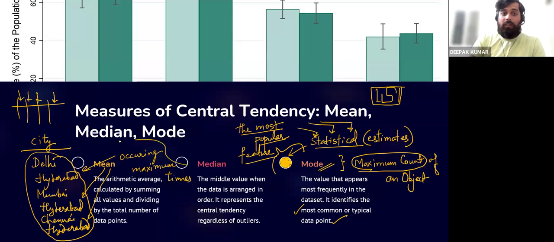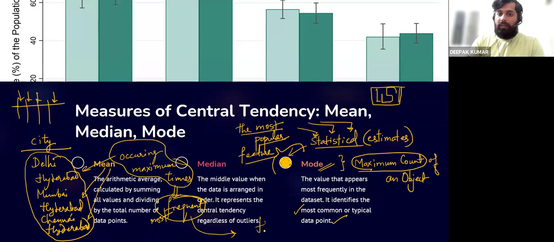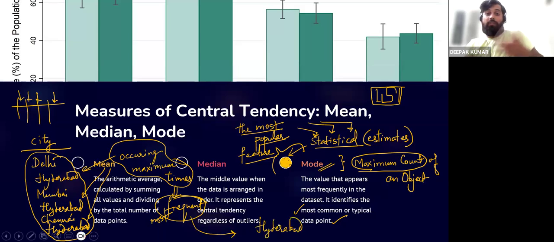So what keyword can we give it? We call it frequency. Which is the most frequent? So the most frequent city is Hyderabad. Similarly, in your data set, if you want to see which value is coming so many times, please go for mode.